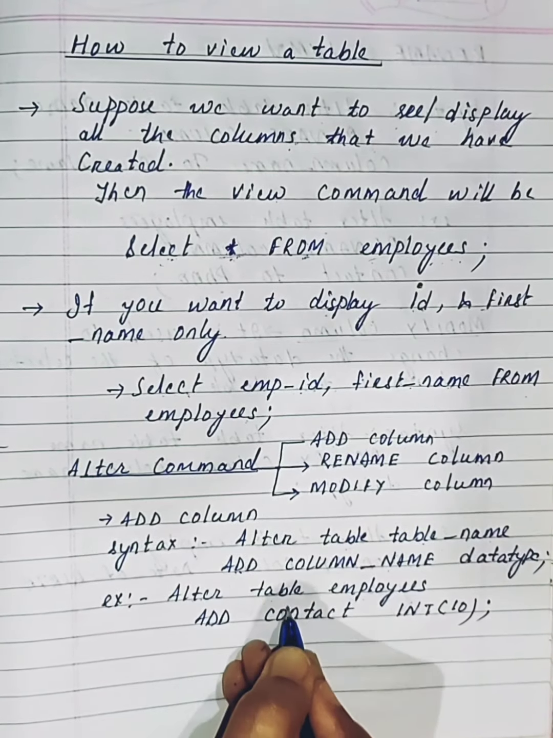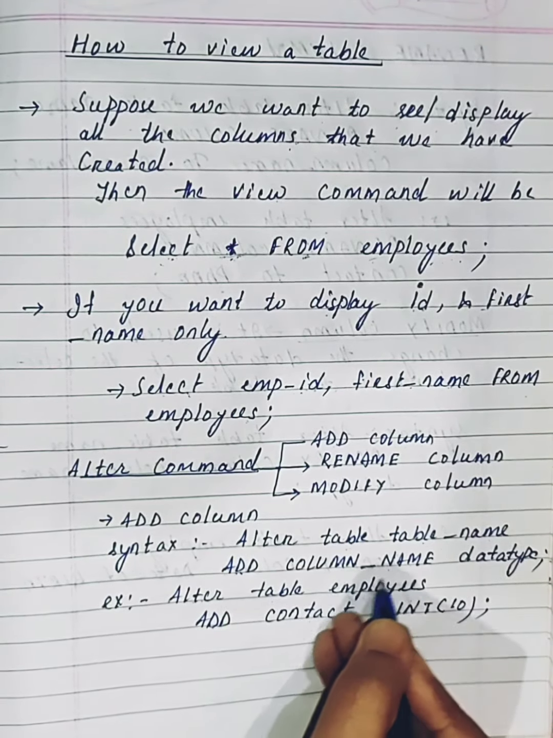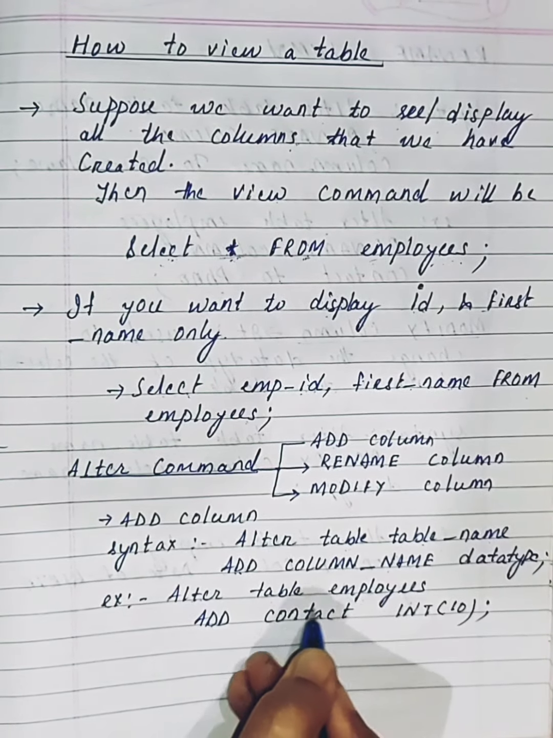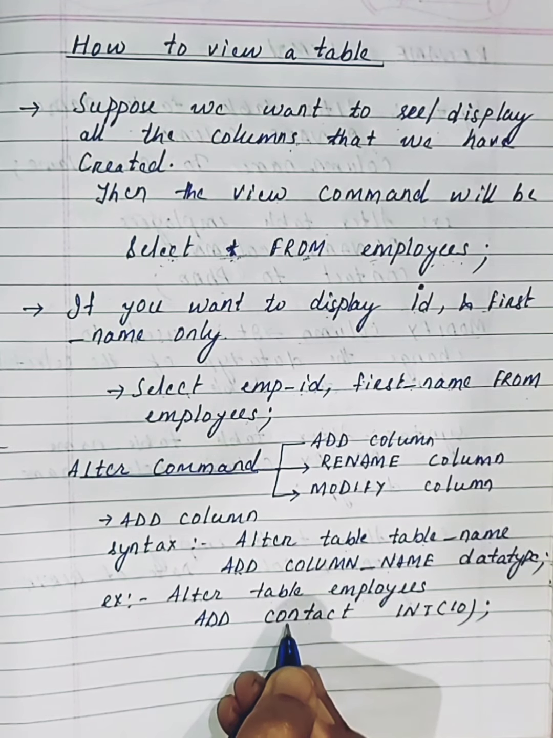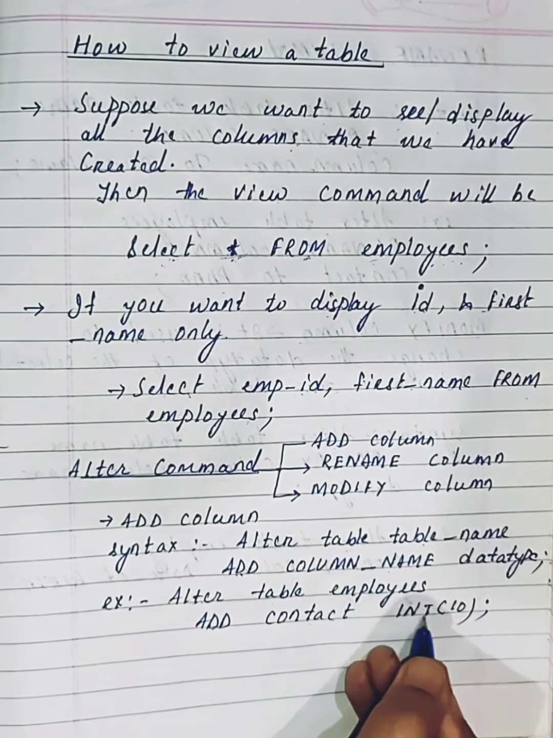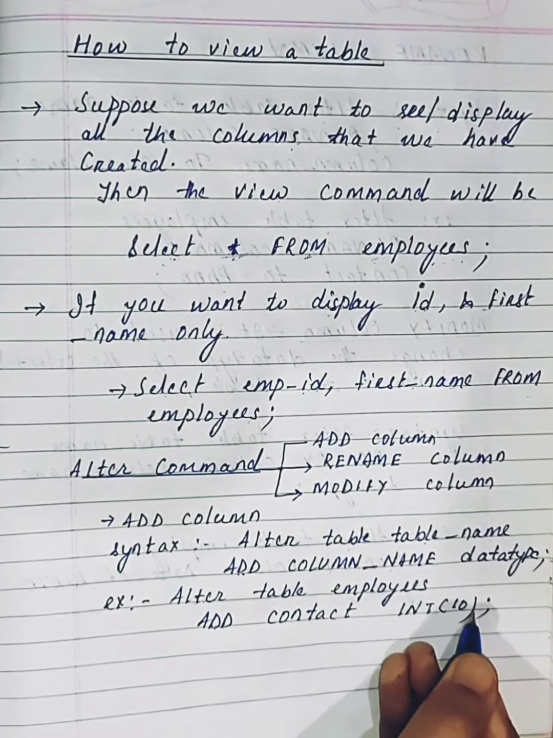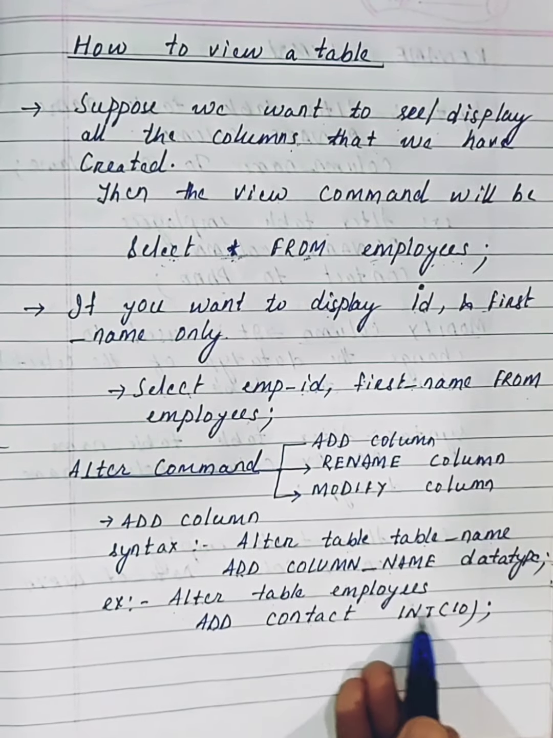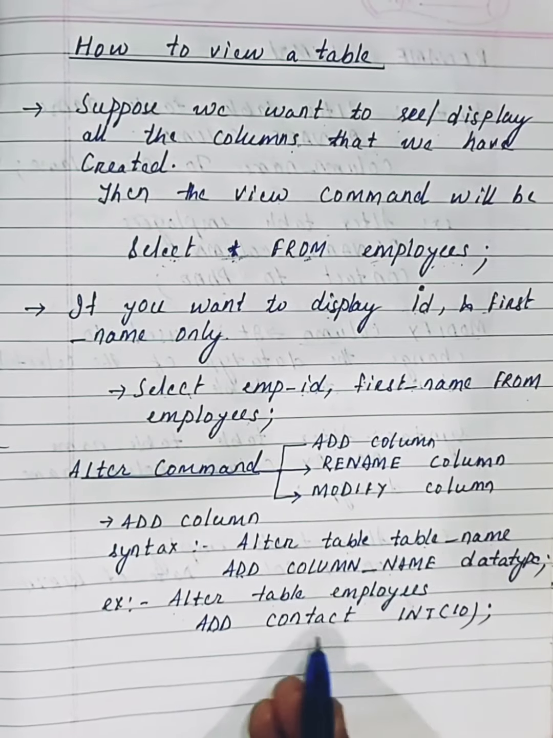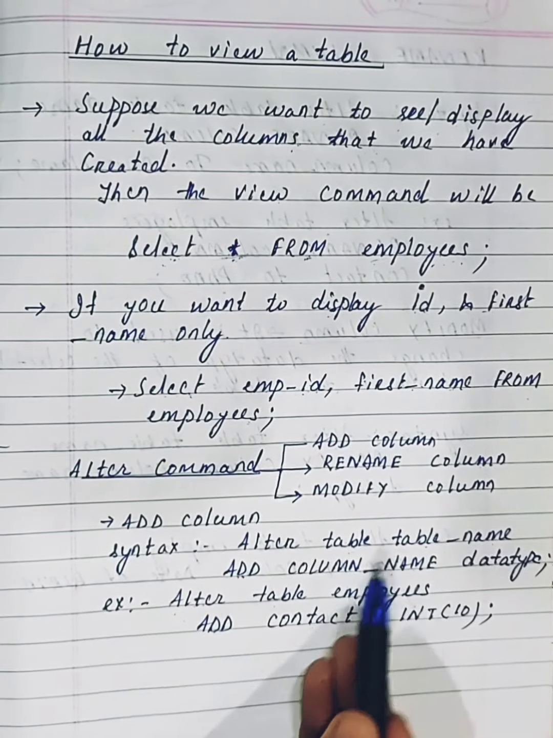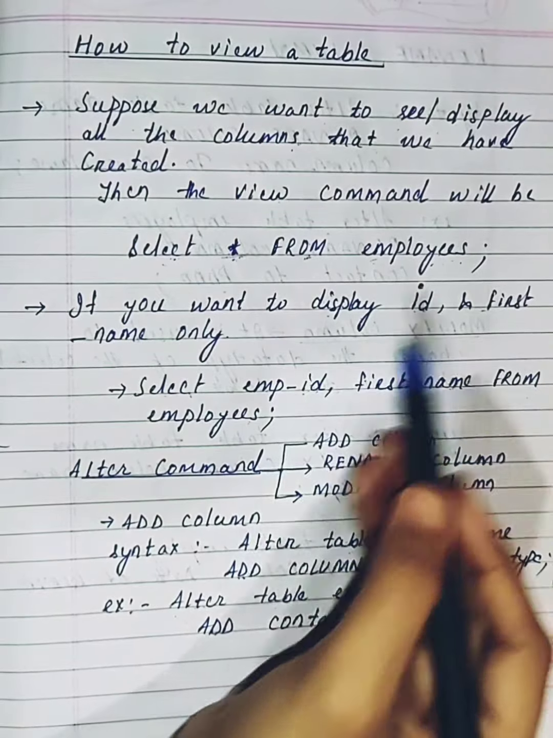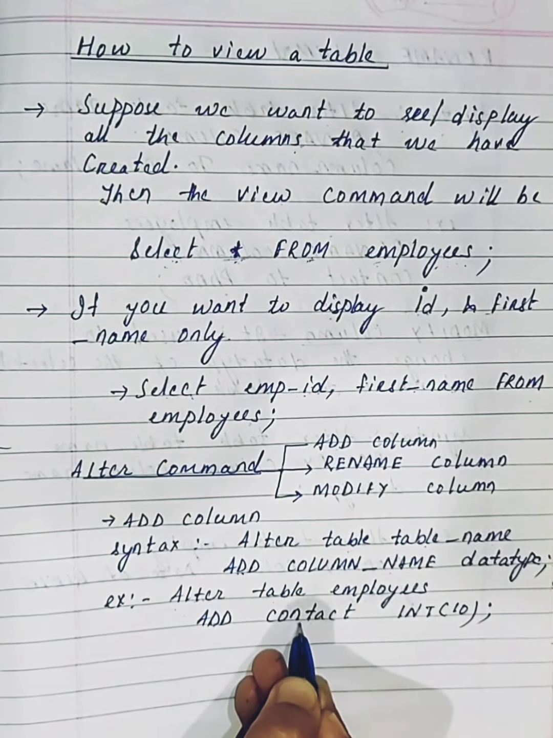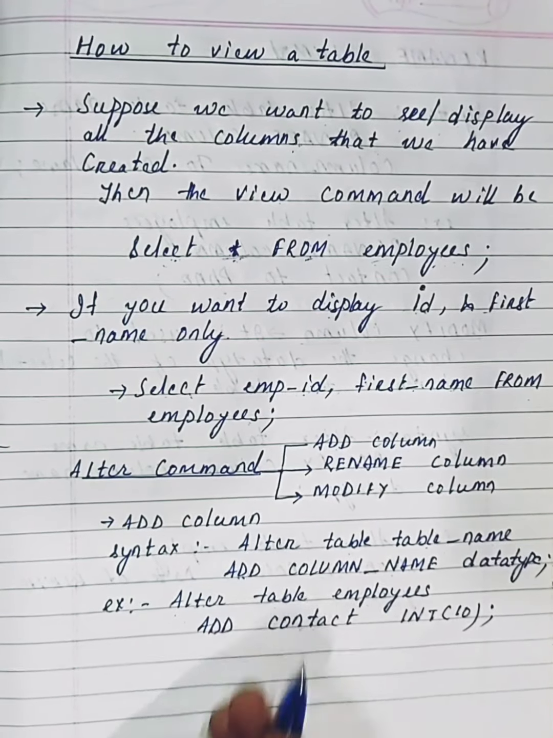Example, alter table, the table name is employees, where we want to create one more column, then add, and what column name we want to give. Suppose the new column name we want to give is contact, then the data type is int, size 10. Now this query will add one more column in the employees table, so there will be one column as ID, one column as first name, then salary, then there will be one more column, that is contact. I hope you are clear about the add command.